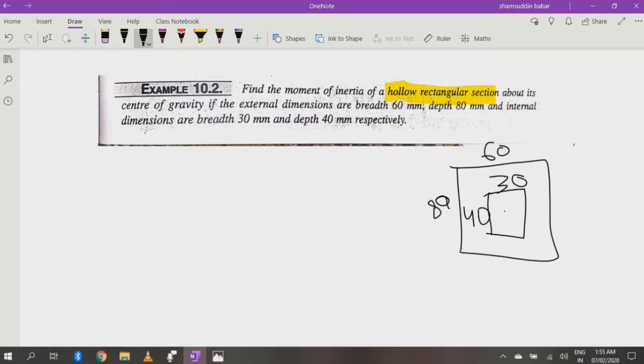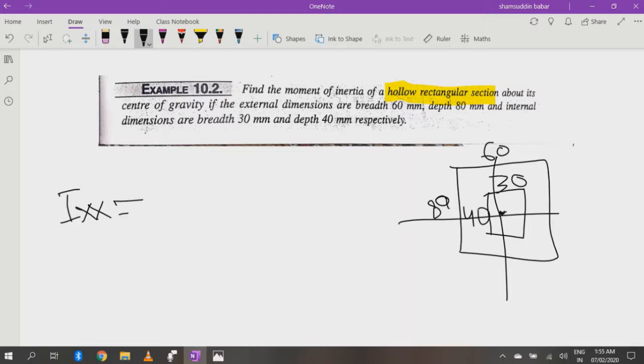So with respect to the center of gravity, now this is the center of gravity. It's a symmetrical section, so we actually don't need to find the center of gravity first. We knew that the center of gravity will be here, so we can find it in the x-axis and in the y-axis. I am going to find it simply in the x-axis. So I have the formula, b d cube upon 12. Okay, so I am dividing this.